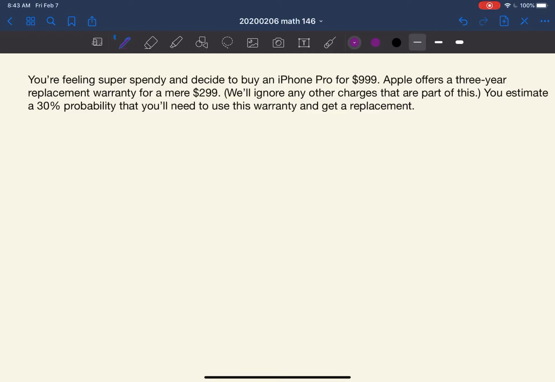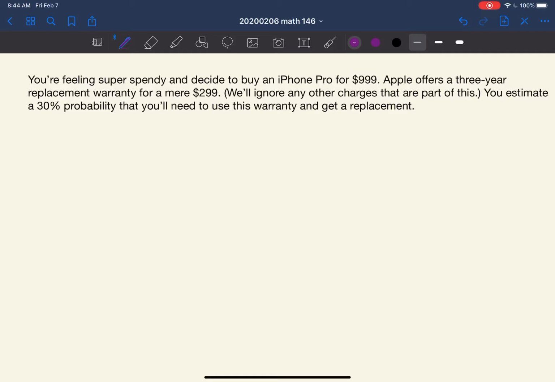So here's an example. You're feeling super spendy and decide to buy an iPhone Pro for $999. You can purchase a 3-year replacement warranty, which includes losing it, breaking it, all sorts of other things, for only $299. We ignore any other charges that might be a part of this because there's always some other little side fee, it seems like. And you estimate a 30% probability you'll need to use this warranty and get a replacement.